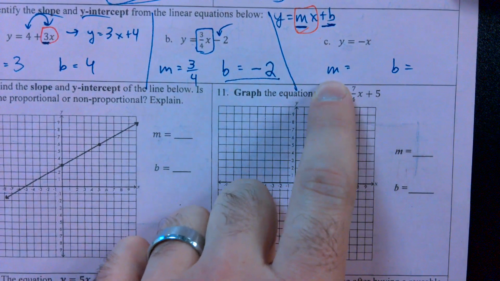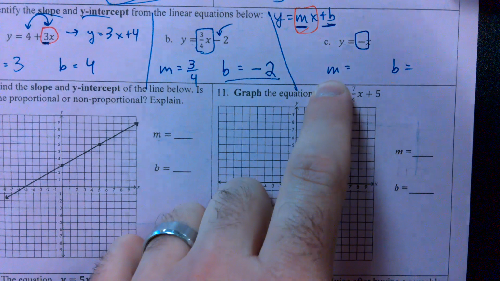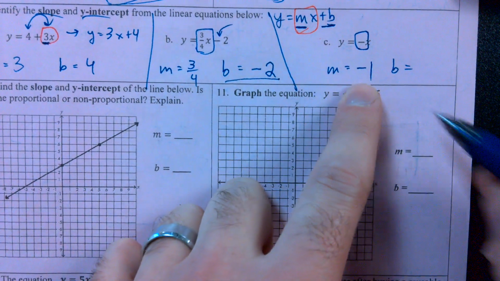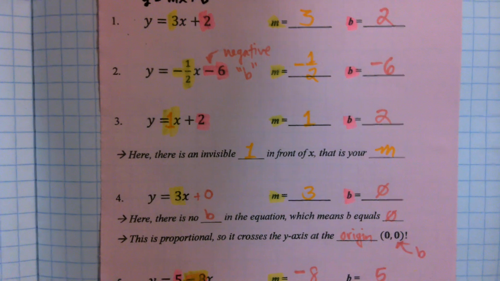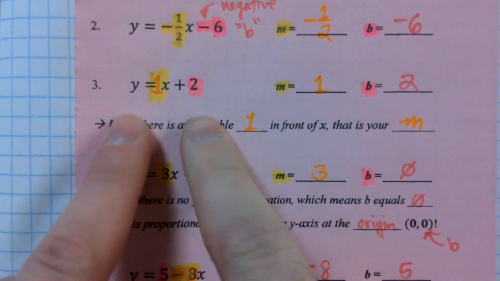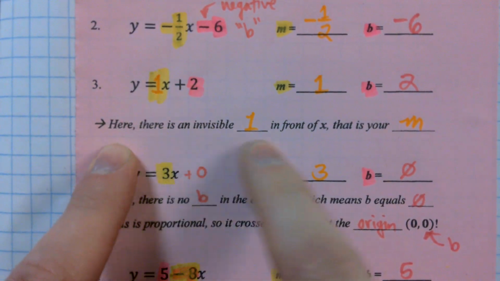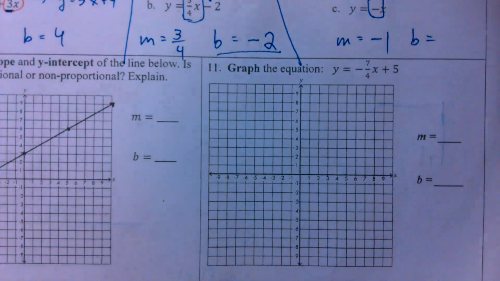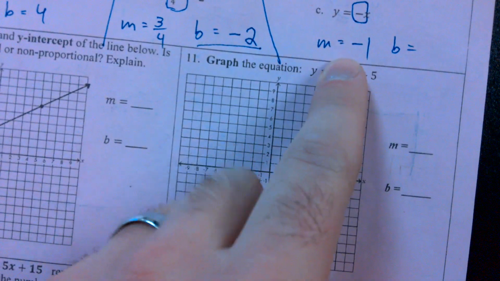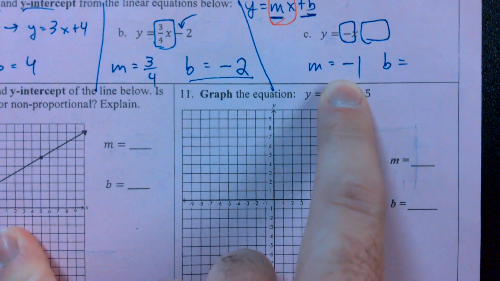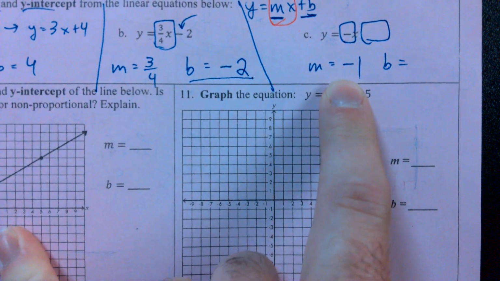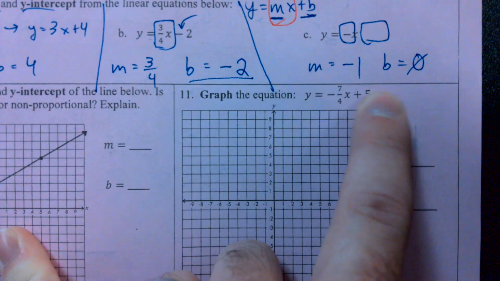What's my m and c going to be? Well, I look in front of my x. That's right. It's an invisible 1, negative 1. That's in our notes right about here. Yeah, we've got an invisible 1 in front of your x. So that would be your m. But because we also have a minus sign, it's going to be negative 1. Now b is my number hanging off on the end. Do you see a number hanging off on the end? No, right? So my b would be equal to 0.